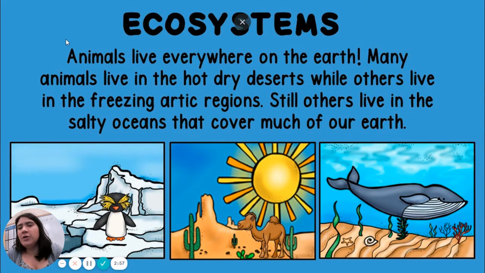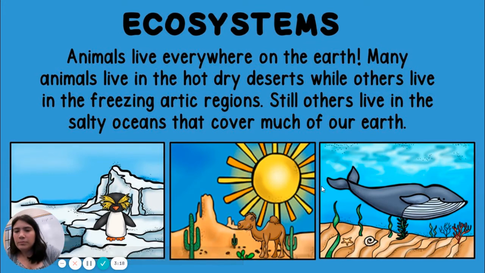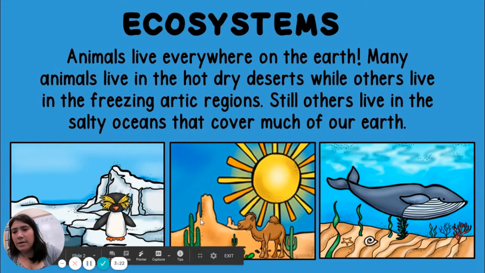So the first part of our article. Animals live everywhere on the earth. Many animals live in the hot, dry deserts, while others live in freezing Arctic regions. Still others live in the salty oceans that cover much of our earth, which is about 75% of our earth. So we have our marine ecosystem, we have a desert ecosystem, and we have our Arctic ecosystem.